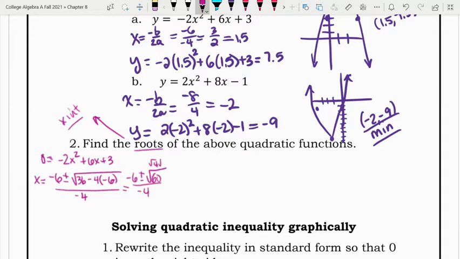Break that down. So negative 6 plus or minus 2 square root of 15 over negative 4. Simplify a little more, divide by 2. So negative 3 plus or minus square root of 15 over negative 2. Find those two decimals. So negative 3 plus the square root of 15 divided by negative 2.